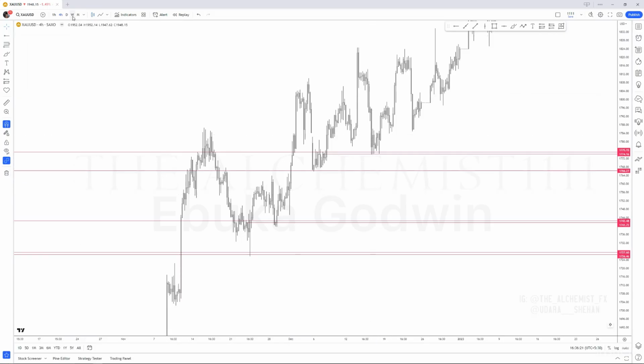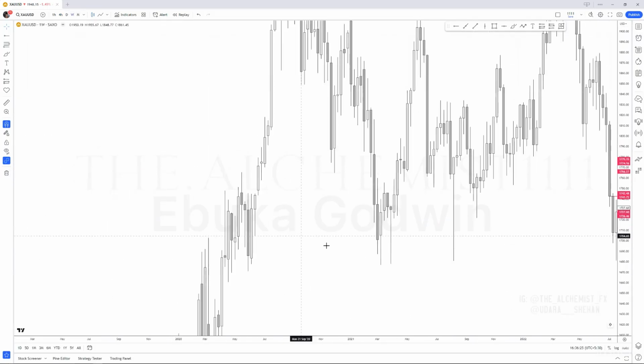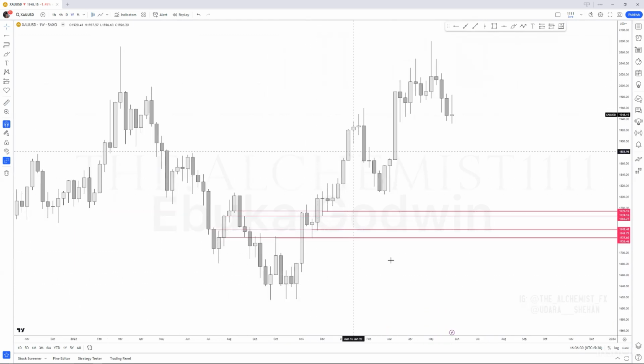So, you see this, right? You see where all these lows are made, and this is just on the higher time frames, on the weekly time frame itself. Can you see the precision? Look at that, buy, buy, buy, buy.